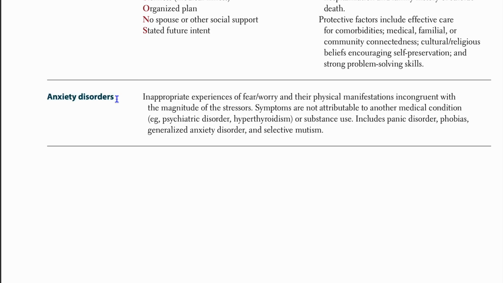Anxiety disorders: inappropriate experiences of fear, worry, and their physical manifestations incongruent with the magnitude of the stressors. Symptoms are not attributable to another medical condition, for example, psychiatric disorder, hyperthyroidism, or substance use. It includes panic disorder, phobias, generalized anxiety disorder, and selective mutism.